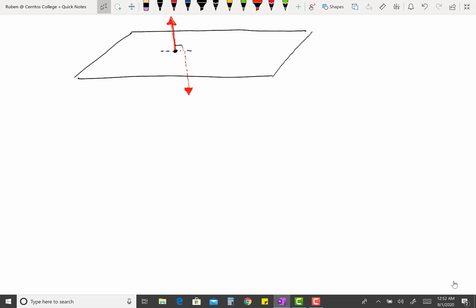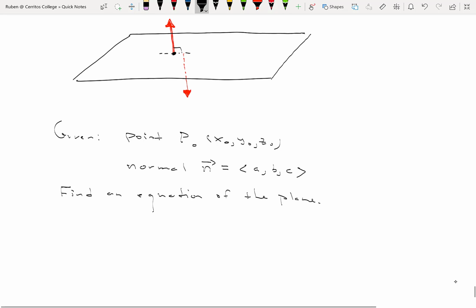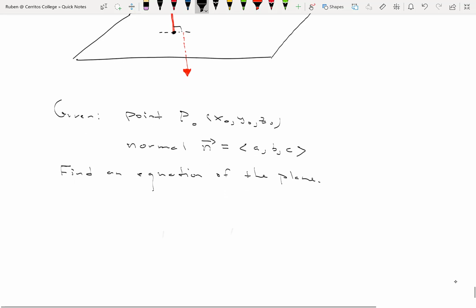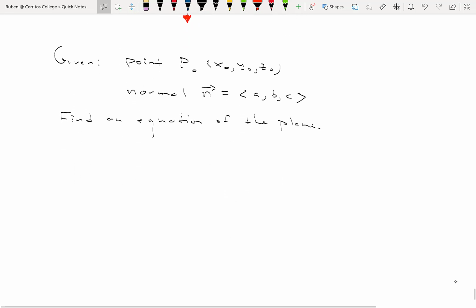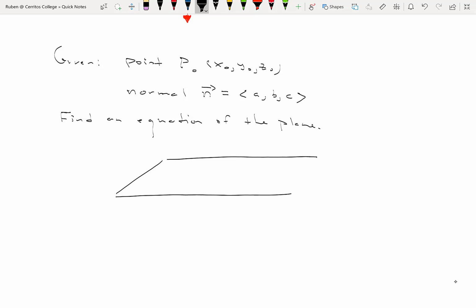So that's going to be the given information to be able to find the equation of a plane: given a point in the plane and a normal vector to the plane, find the equation of the plane. That's our task now. Let's take a look at how that works. Really, the geometry is kind of neat.